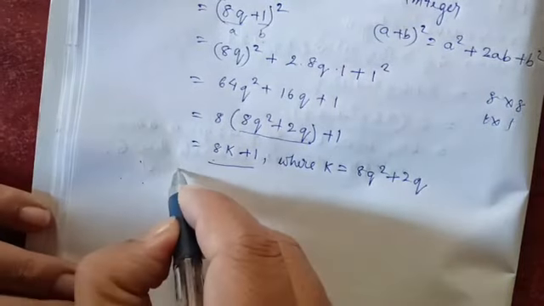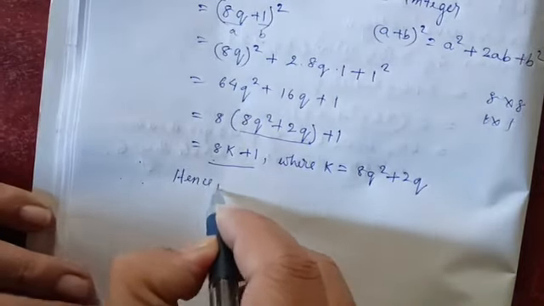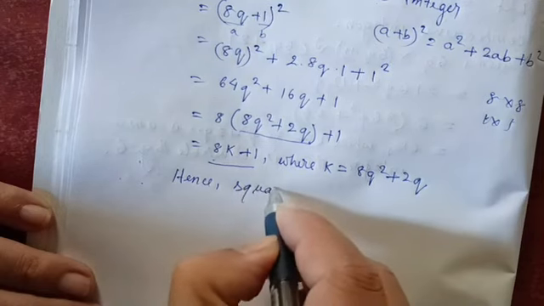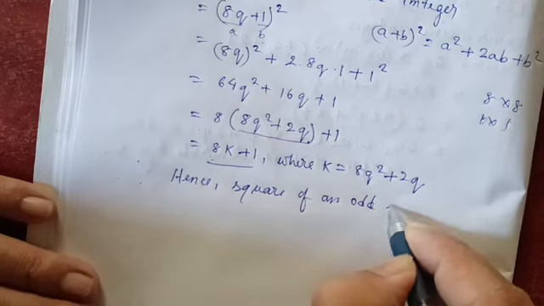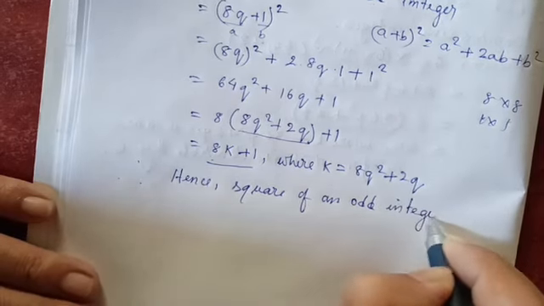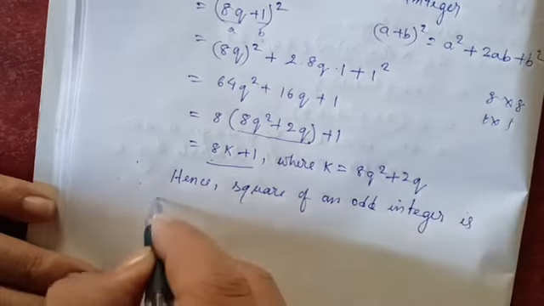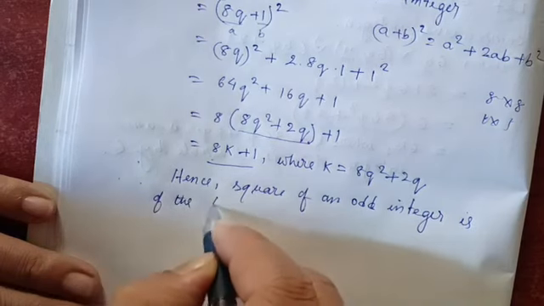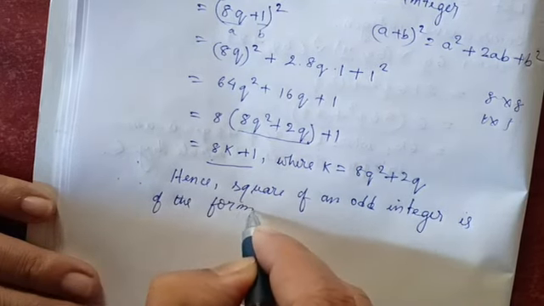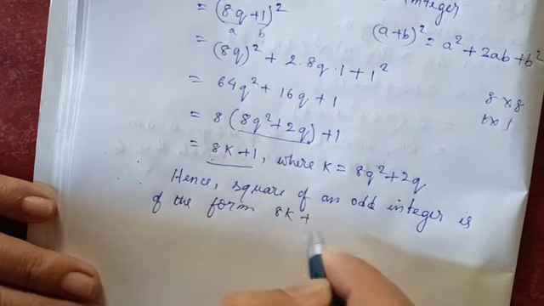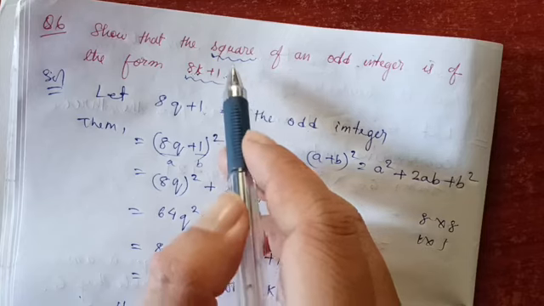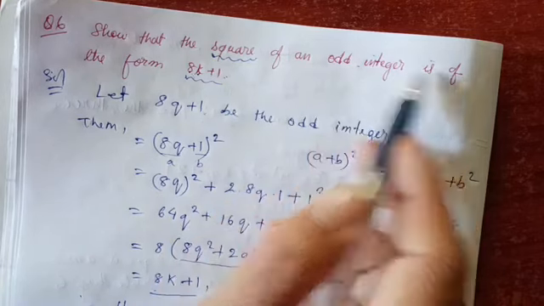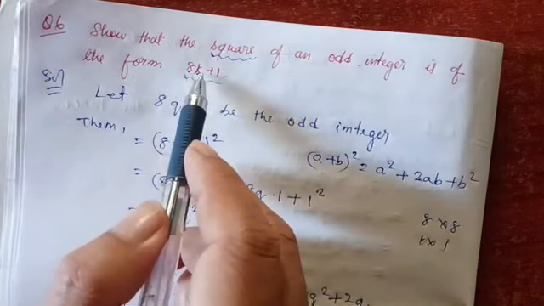Alright, so you can write down the conclusion. Hence, square of an odd integer is of the form 8k plus 1. Conclusion we are copying from here. Alright, square of an odd integer is of the form 8k plus 1.